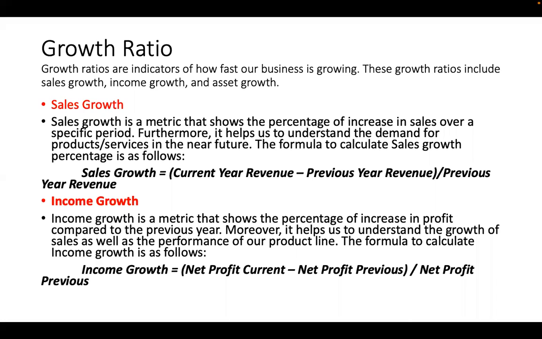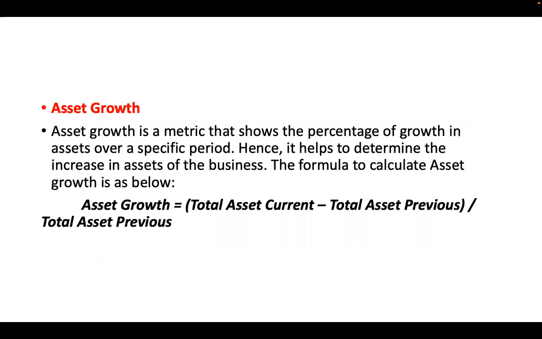So the formula to calculate income growth is as follows. Simple. Income growth is equal to current net profit minus net profit previous year ka. So we have to subtract net profit for the previous year from net profit for the current year, and divide it by the net profit of the previous year. Then we can get the income growth in percentage: how much percentage our income has grown over the specified time we have chosen.